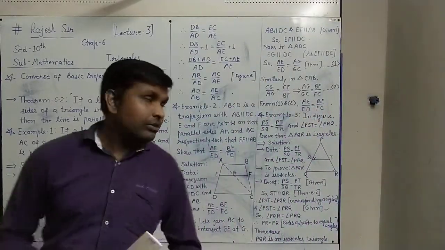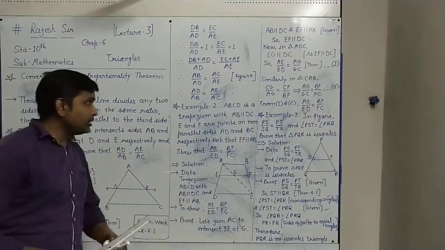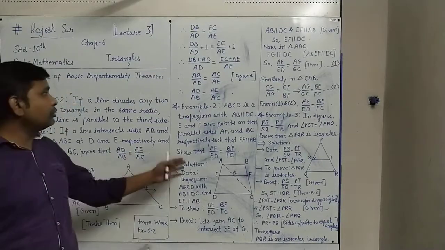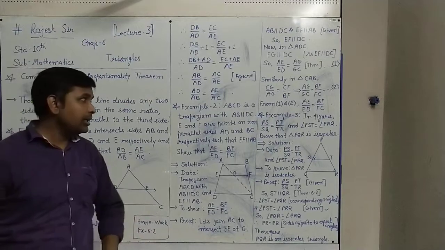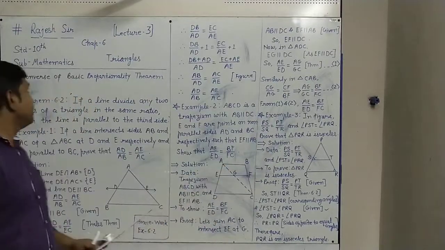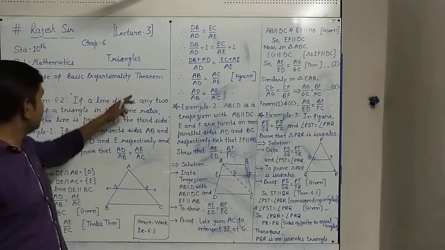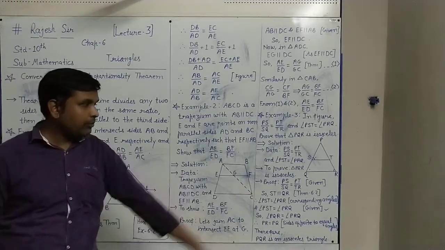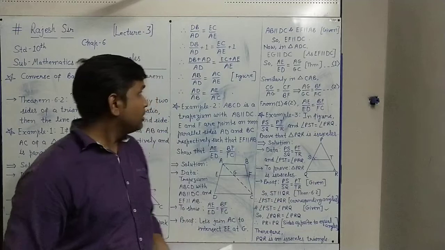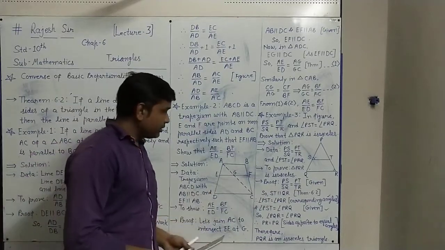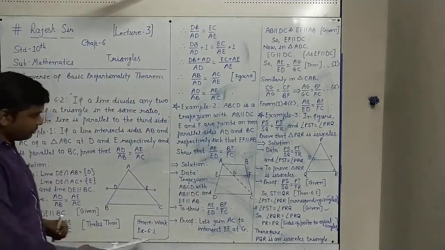So this way we have seen all the three examples. In examples 1 and 2 we used the Thales theorem, that is the basic proportionality theorem. In example 3 we used the converse of the basic proportionality theorem, that is theorem 6.2, and we have proved whatever we wanted to prove. After example 3 we have exercise 6.2.